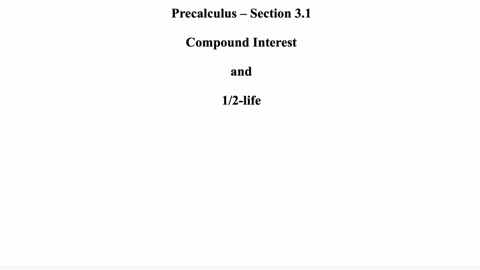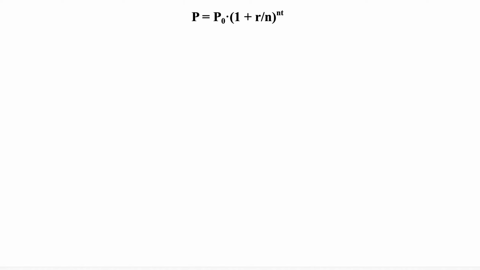Okay, so more on exponential equations, compound interest, and half-life. Compound interest is governed by this formula, and I'll explain it here in just a sec. P represents the principal, or the amount of money you have. P sub 0 is your initial investment.